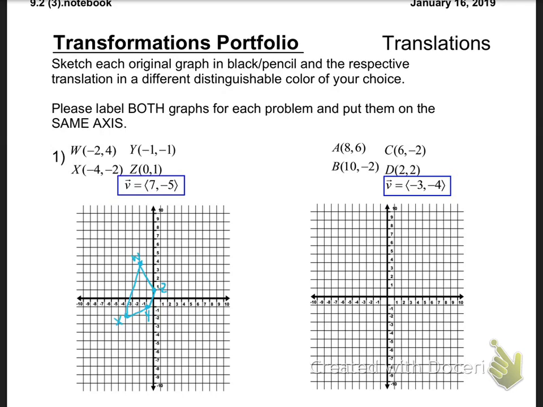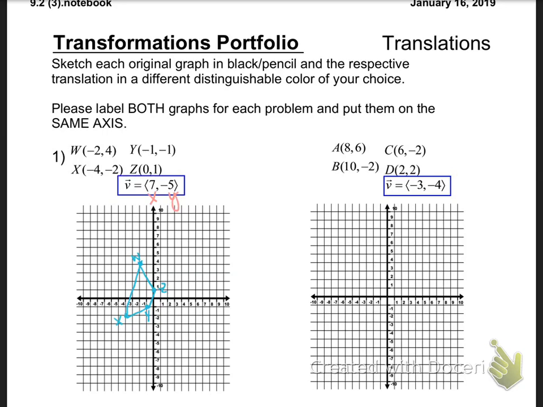It helps to graph the original because then you can tell to make sure if you messed up your new set, because it should be the exact same shape, just moved across. Okay, so now I've got this as X and Y, so positive 7 means I go right 7, negative 5 means I go down 5. So all my points I'm going right 7, down 5.